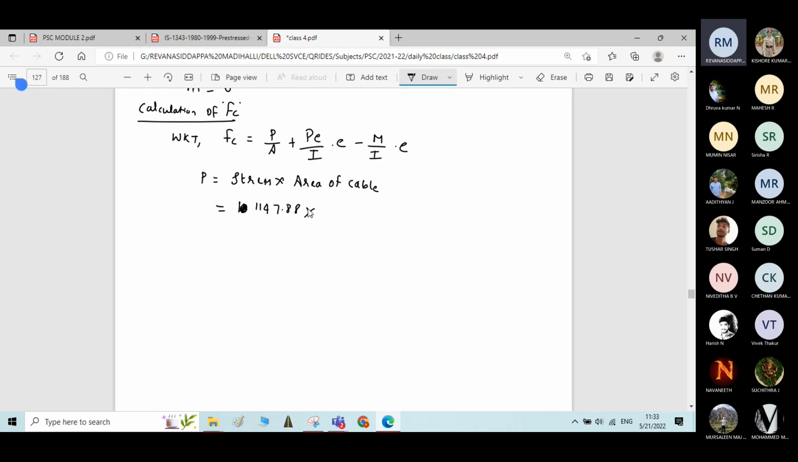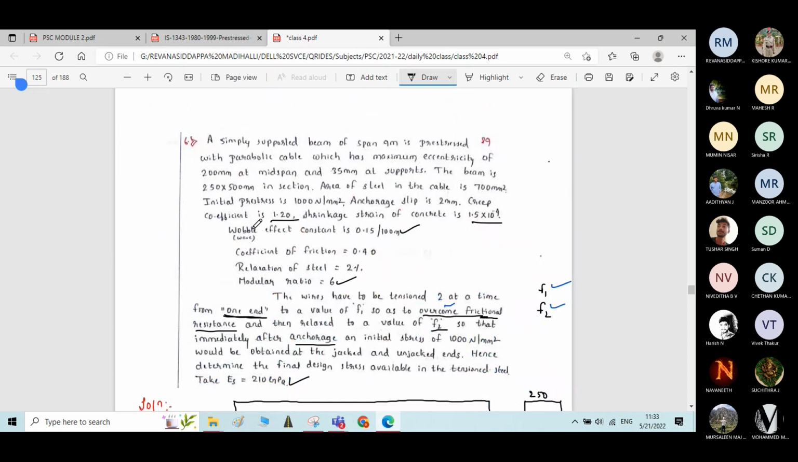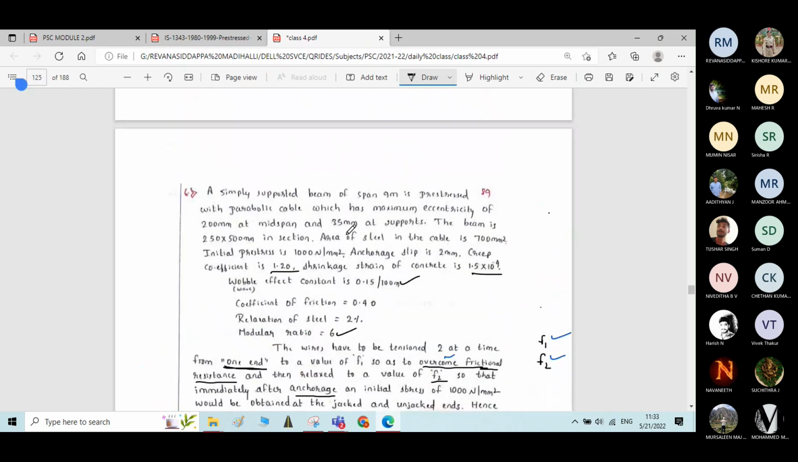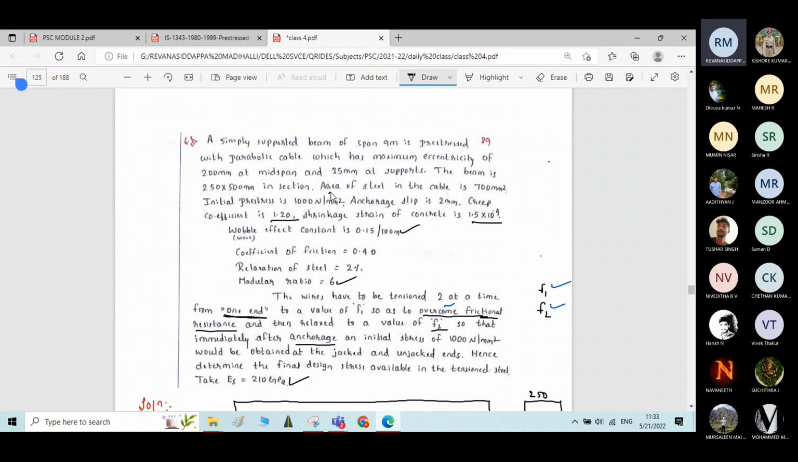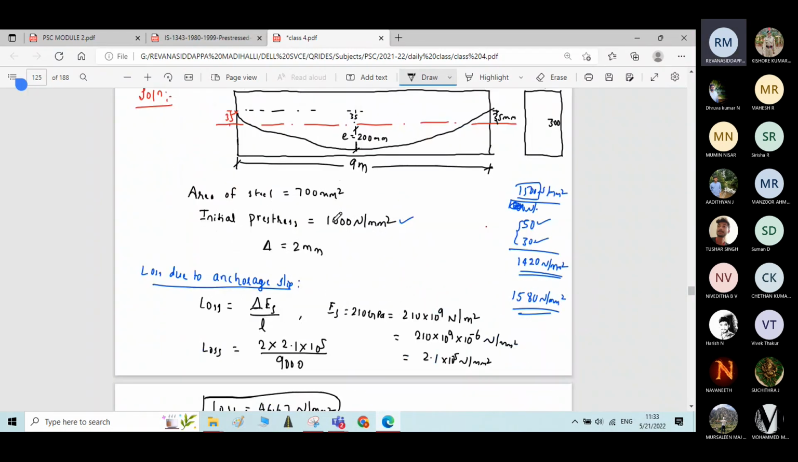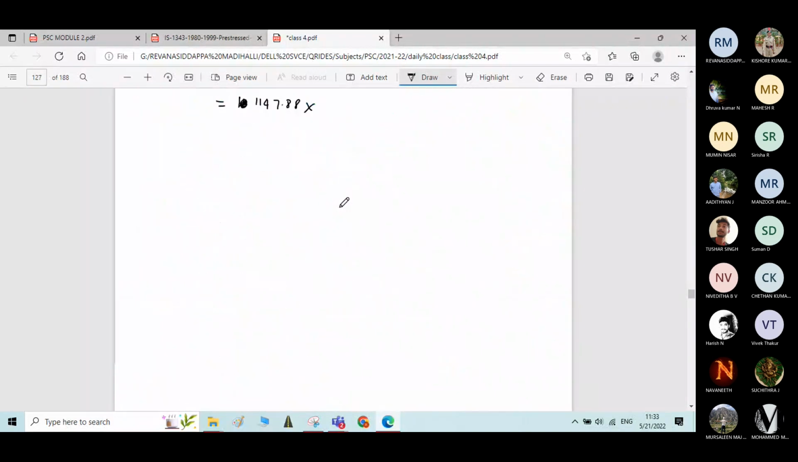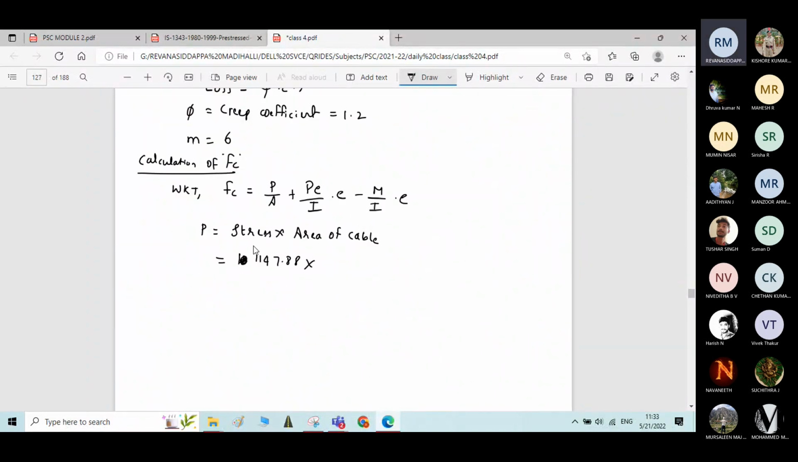1147.88 into area of cable. It is also given in the problem. Area of steel in the cable is 700 mm square. So here in the given data it is written. It is 1147.88 into 700. If you do that, we will get the initial pre-stressing force. Please calculate the answer. It is 803.52 into 10 power 3 Newton. In terms of kilonewton, it is 803.52 kilonewton.